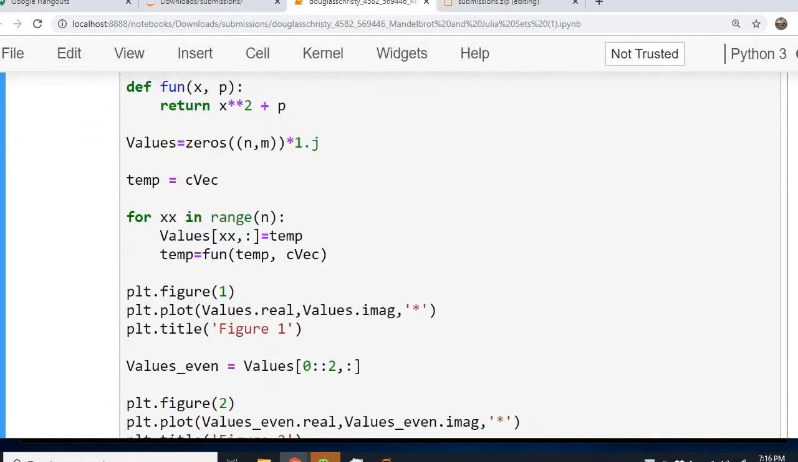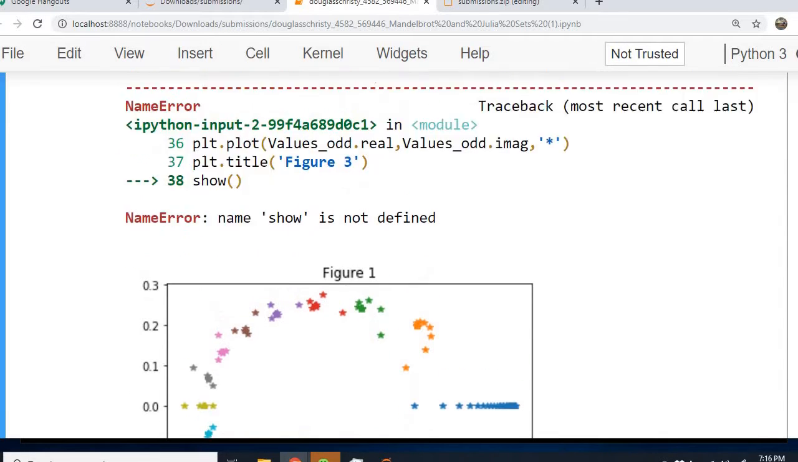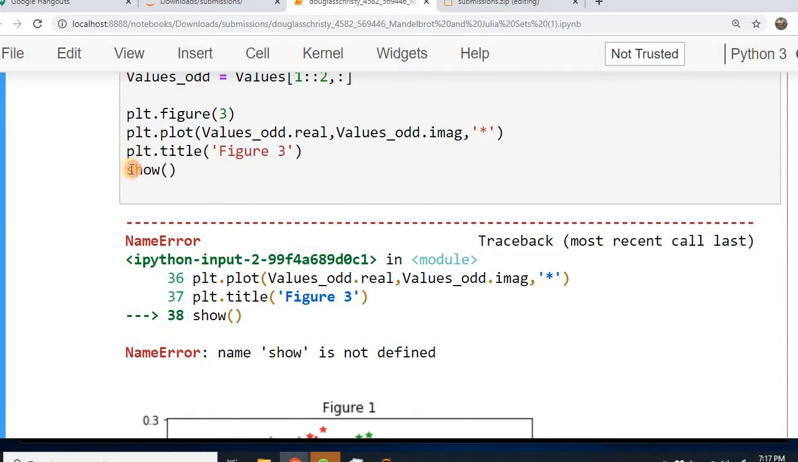And let's see. All right, so here we are. Oh, show is not defined. Yeah. Oh, yes, okay, yes. You need to do that for each figure or just some?